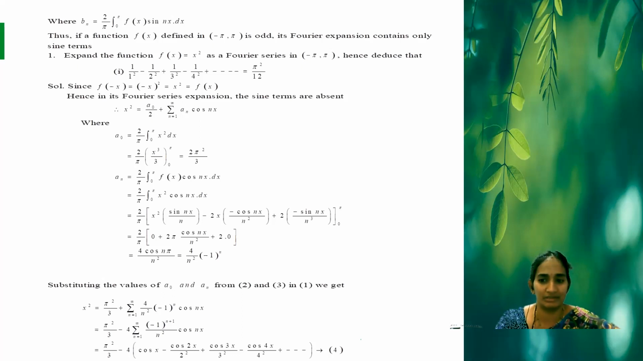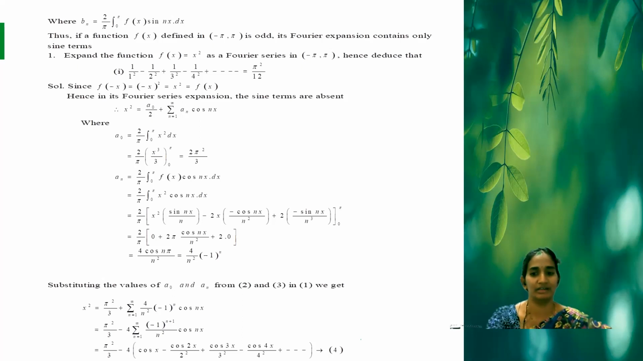Here the integration of x power n dx equals x power n plus 1 by n plus 1. Okay. So now the integration of x squared is x cubed by 3. We substitute the upper limit minus the lower limit. We get the value 2 pi squared by 3.